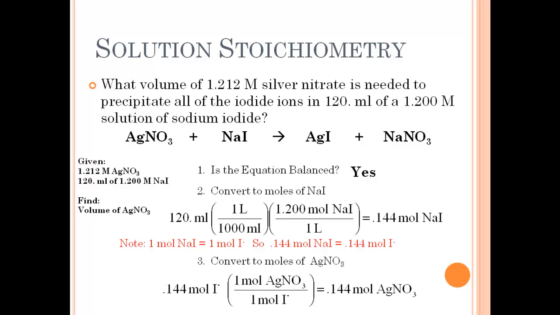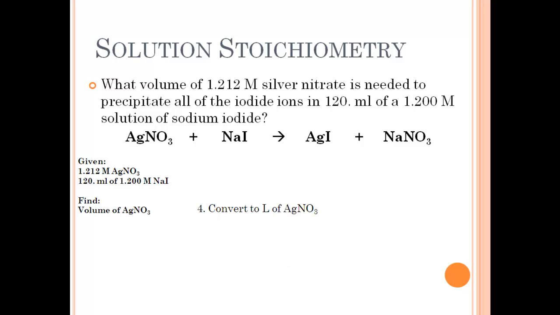Take the 0.144 moles of iodide ions, and from the reaction, we can tell that there's going to be a 1-to-1 mole ratio. So we're going to produce 0.144 moles of silver nitrate. So once you've calculated the number of moles of silver nitrate, the problem is asking us to find the volume. We're going to convert to liters of silver nitrate.